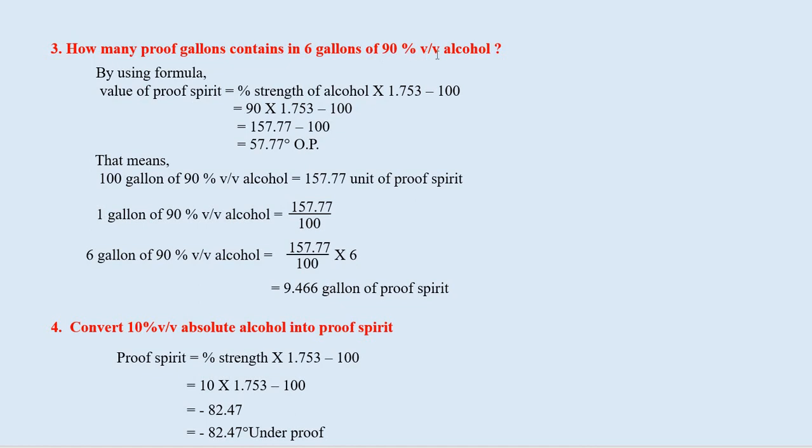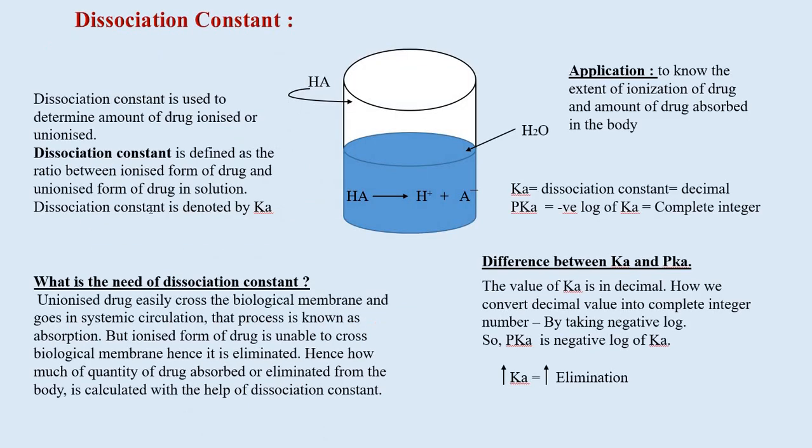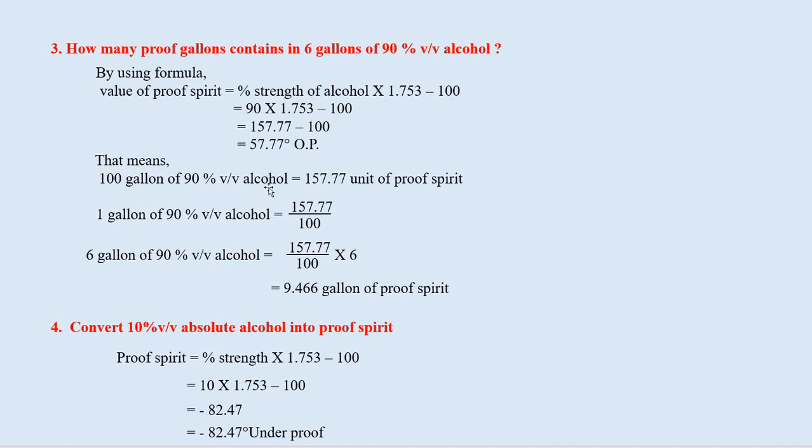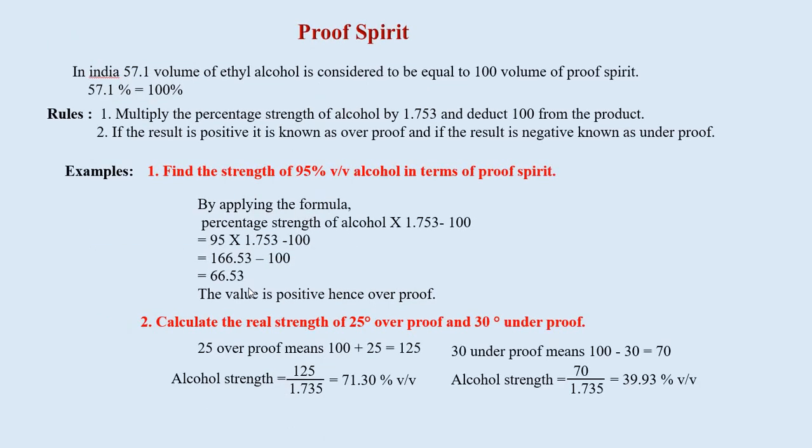So you solve that, then you will get to know. See, this is the calculation part, and while giving a lecture online, it's somewhat tough to explain, but I'm trying my best. If you have any problem, just drop a message and I will resolve it. So these are the examples for proof spirit. In proof spirit, you basically consider these two rules, and according to that you try to solve the problems.